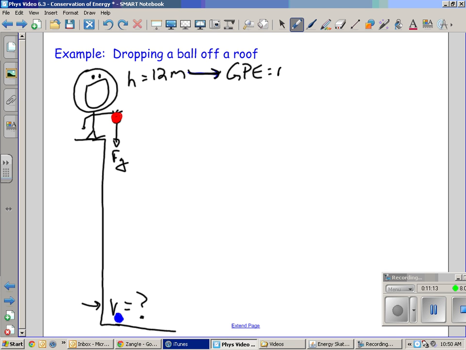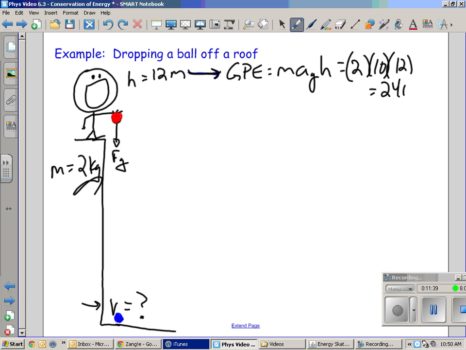I'm just going to do mass, which is, oh, I didn't give you the mass of the ball. Technically, you don't need it, but whatever. Let's suppose the mass of the ball is 2 kilograms. So you're going to take the mass of the ball, multiply it by the acceleration of gravity, which would be 10 meters per second squared, and multiply it by the height, right? I'll write it out this one time. So it's going to be 2 times 10 times 12, which gives you 240 joules of GPE, right?